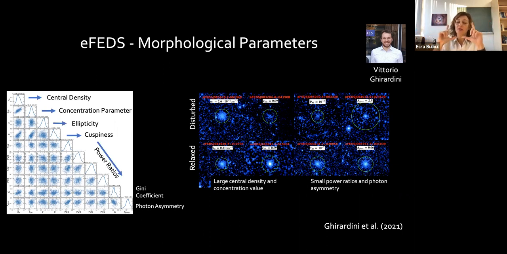We have developed a method now. We look at very different properties based on the 2D images. For example, we look at how the electron density is distributed in a cluster. We look at how concentrated the X-ray emission is, so you can see these are very concentrated, and how elliptical the emission is. Then we look at the cuspiness of the overall X-ray emission. We look at how the photons are distributed at the large scales.